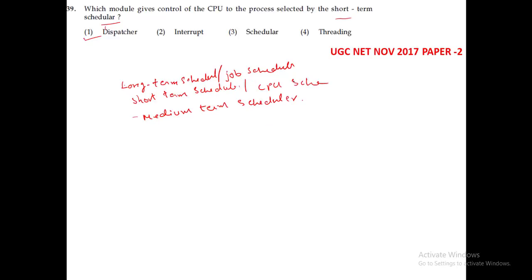So in between the short-term scheduler, also called the CPU scheduler, and the CPU, we have a dispatcher. The dispatcher takes the jobs from the short-term scheduler and assigns them to the CPU. So the answer for this question is the first option, the dispatcher.